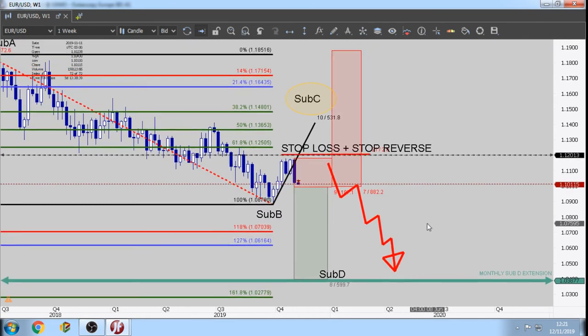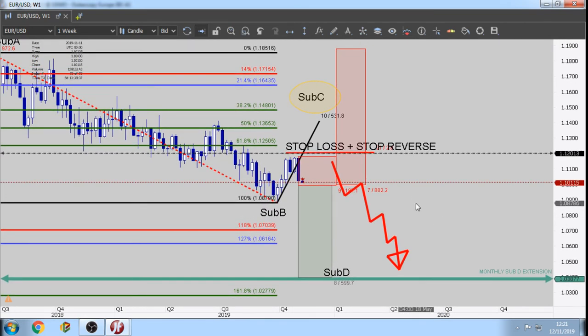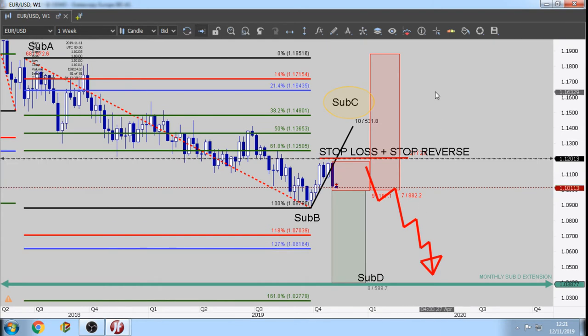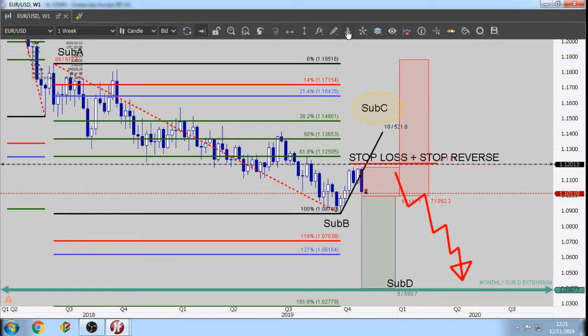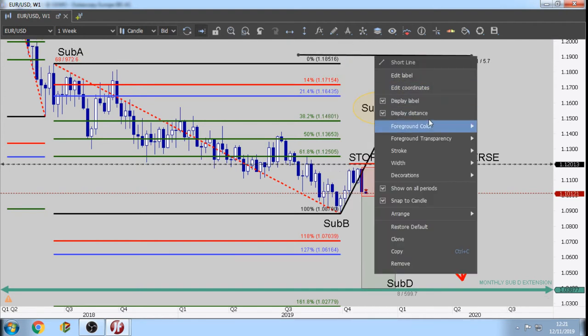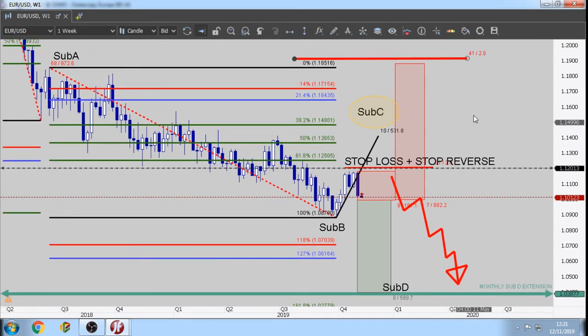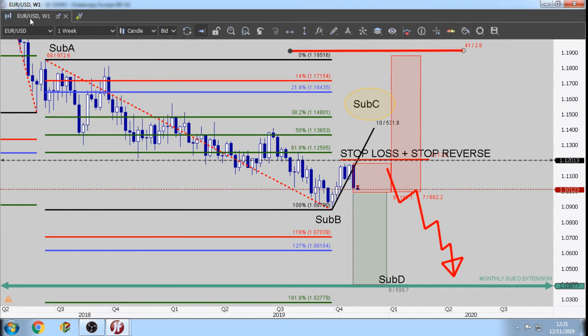So this is the reason, everybody, I have a 50% chance for my trade to be a winner. So this is why my stop loss is not above the sub A. I'm preparing myself for the market to reverse anytime, anywhere, maybe some news announcement. Okay, now this is my trade from the weekly chart.